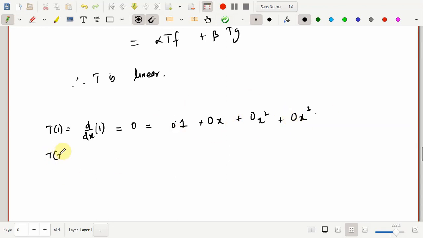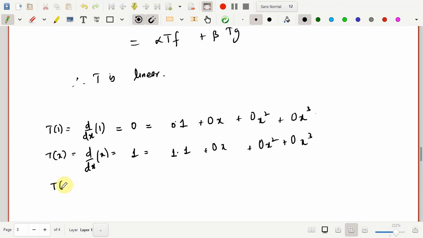Same way, if I look for T of x, then this is going to be d by dx of x, so that is the same as 1, right? So how are you going to write down this in terms of 1, x, x square and x cube? This is independent of x, so definitely these scalars have to be 0, and this is the same as 1, so you will have the scalar 1, 1 into 1 is 1, right?